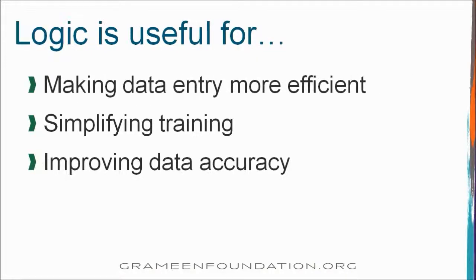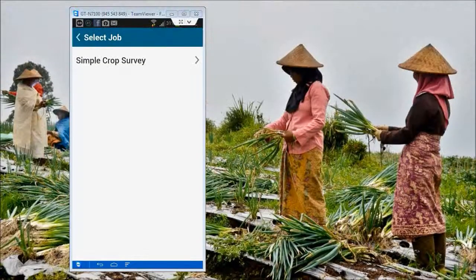Logic is useful because it gives you control. It helps you to skip irrelevant questions or get extra information when needed. It automates the process, so it simplifies the training. And all of this helps improve data accuracy. Okay, let's see a quick example.